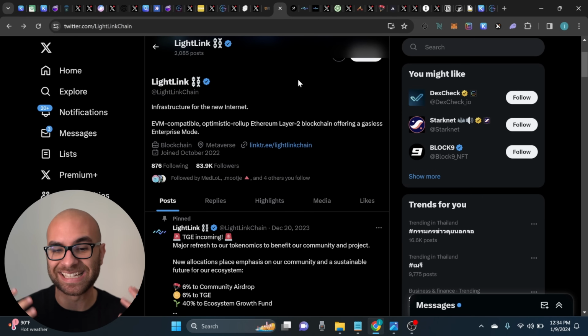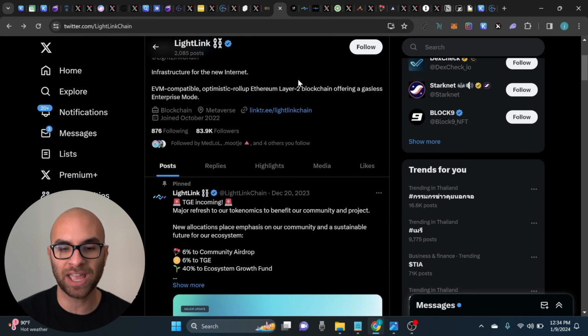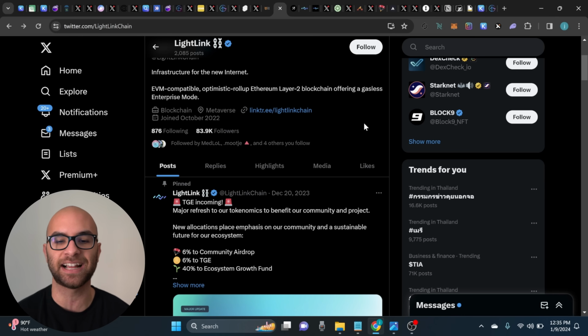The next project on the list is Lightlink. It is the infrastructure for the new internet, an EVM compatible, optimistic rollup, Ethereum layer 2 blockchain offering a gasless enterprise mode.